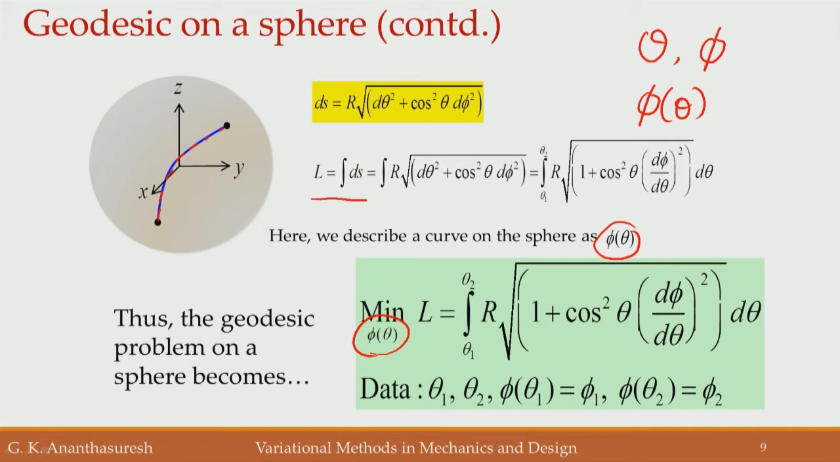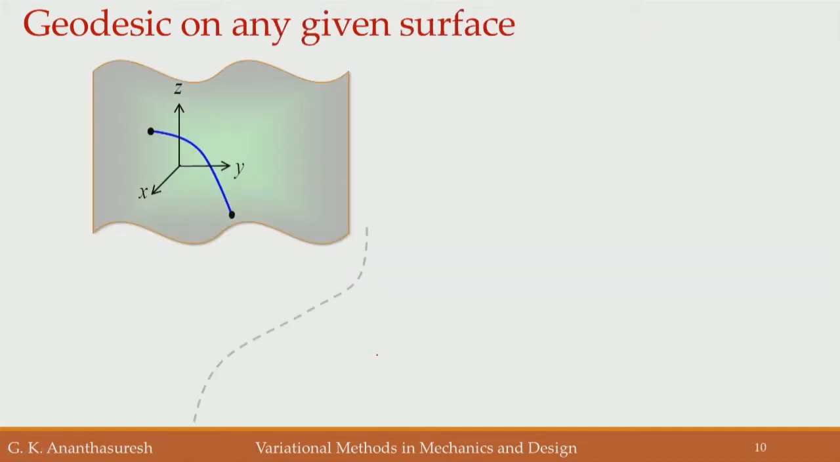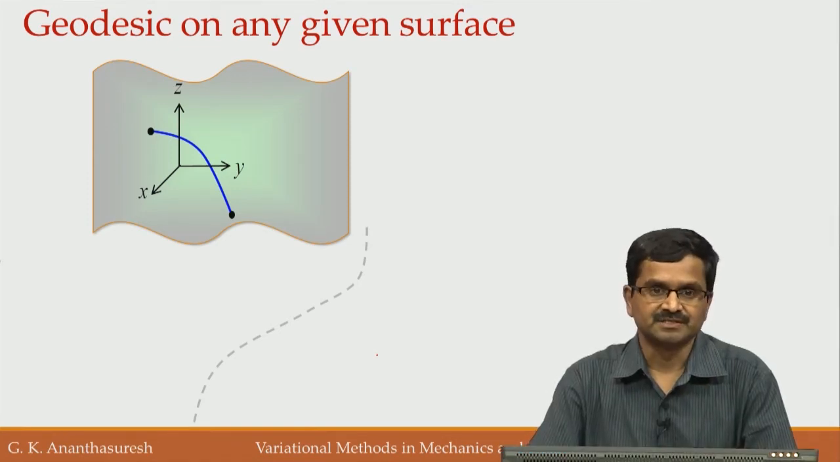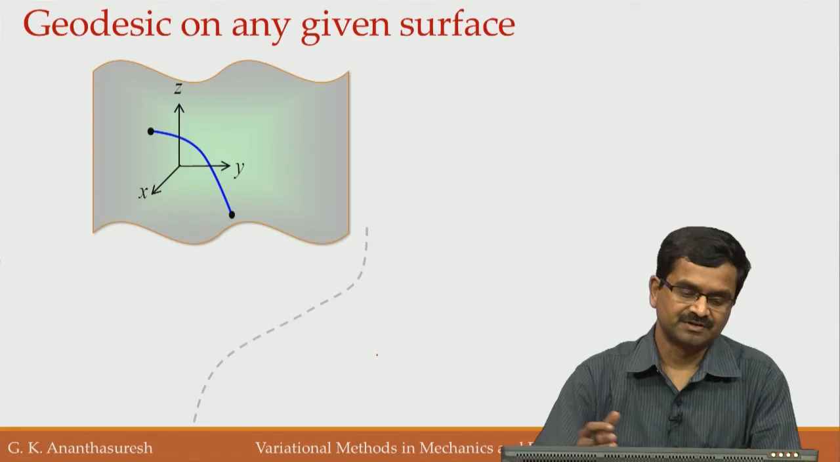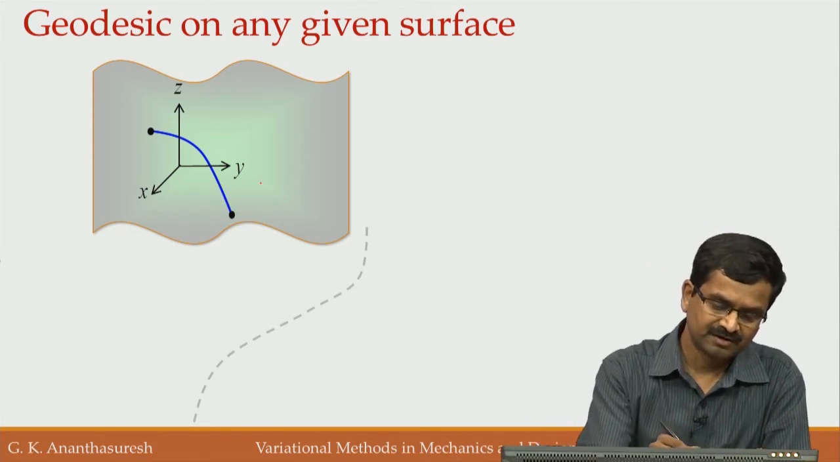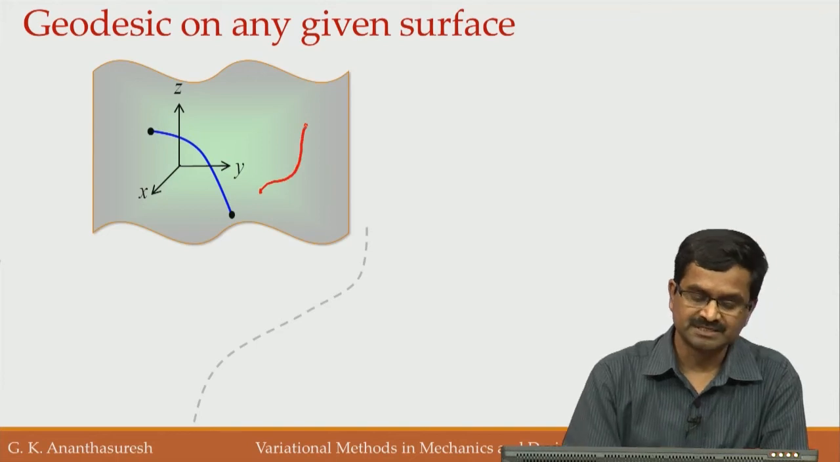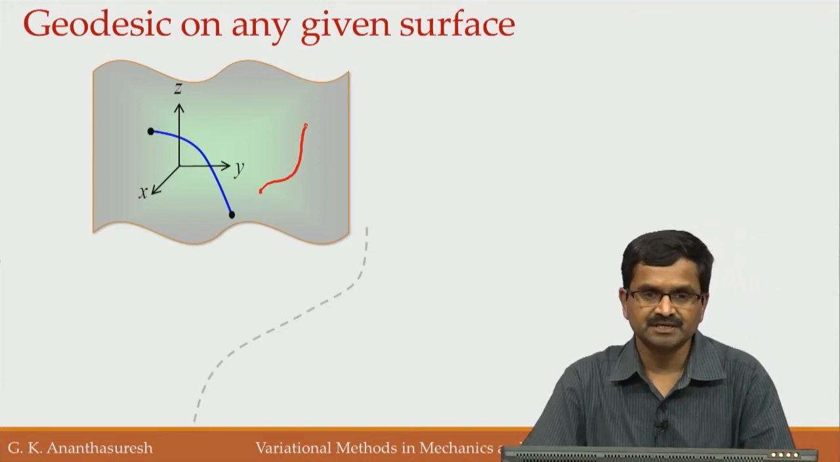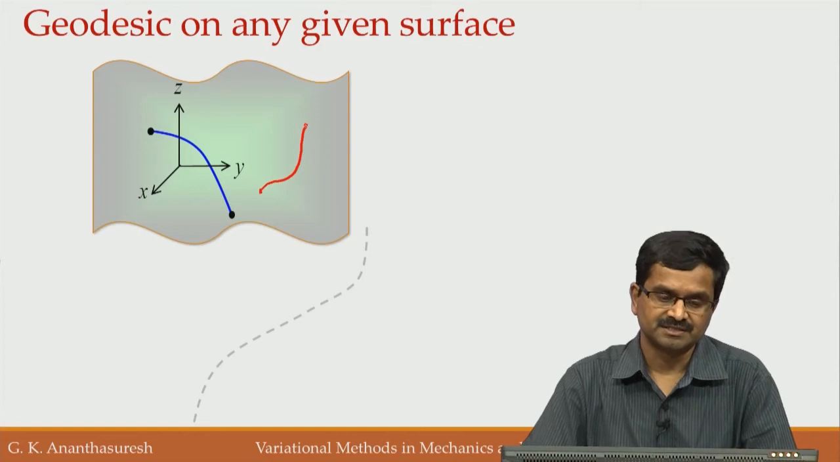Now, this geodesic can actually be drawn on any surface, any 3-dimensional surface. Here one is shown. So, if I take 2 points here and here, there will be one particular curve which follows the geodesic, or rather the minimal distance curve.